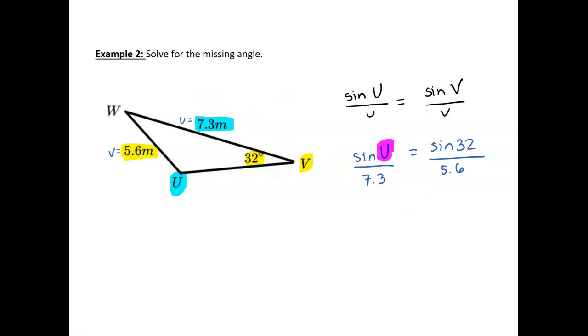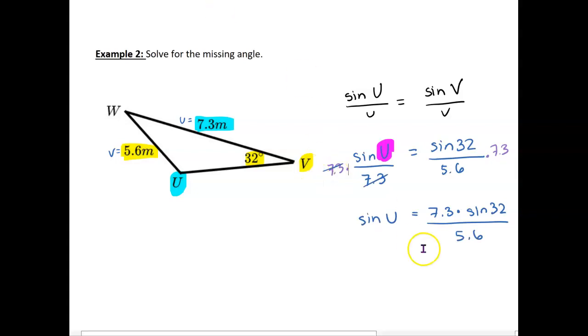When I do that, I have to get rid of all the numbers around it. First, I'm going to get rid of this 7.3 that is currently being divided. So I'm going to multiply it on both sides as such. And because it's multiplying by a constant, I'm going to bring it to the front so I don't get confused that sine of 32 is separate from the 7.3. So right now my equation looks like this. And now I need to isolate for U.